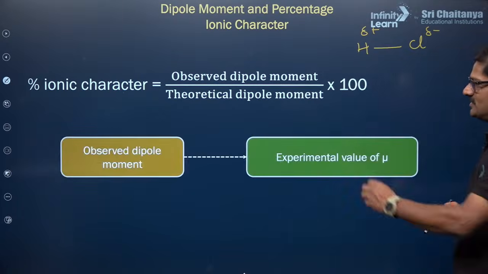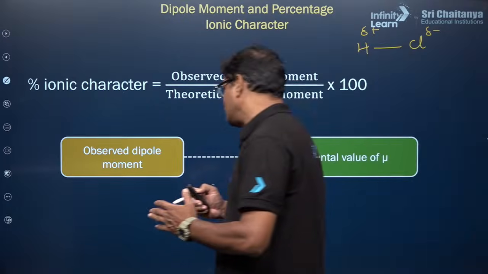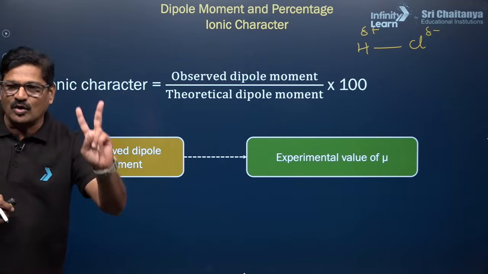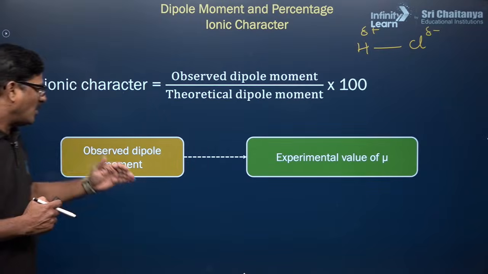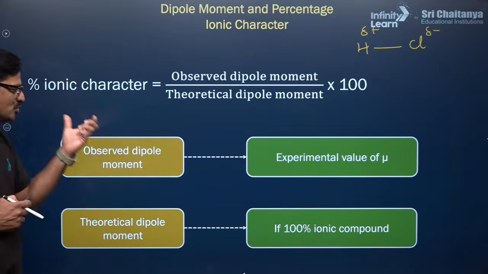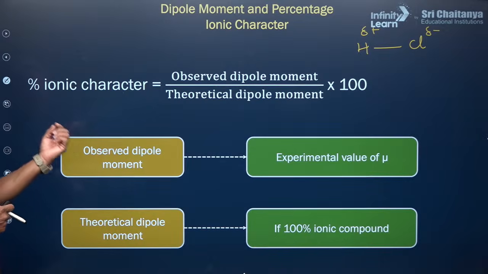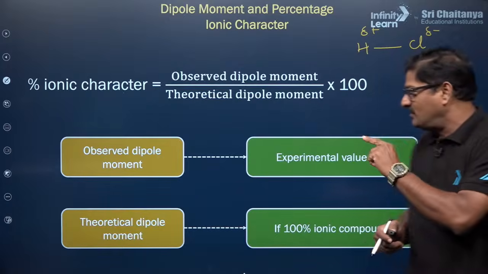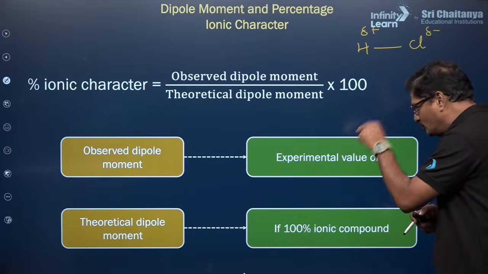And let us talk about observed dipole moment, experimental dipole moment, and theoretical dipole moment. Observed dipole moment means you do some experiment and you observe the value, that is the experimental value. It will be given in the exam.